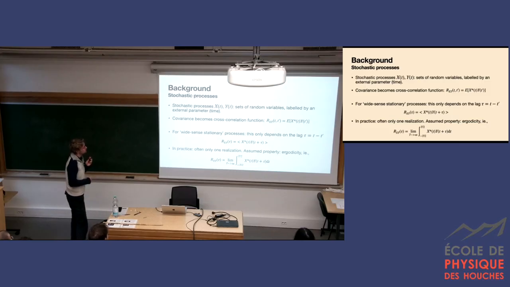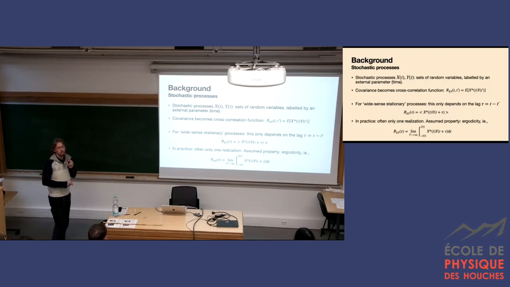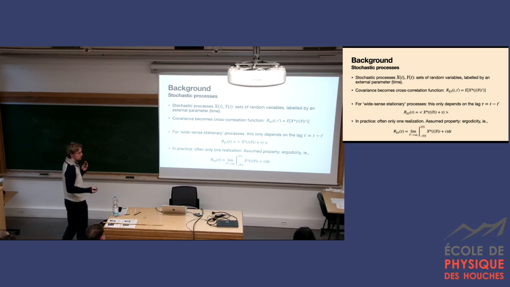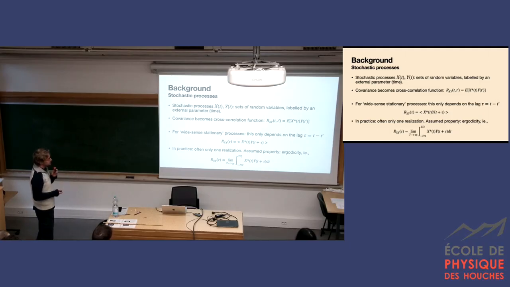In reality, we often, actually not in reality, but in theory, we often deal with something called a stochastic process, which is very similar to the multivariate random variable I just showed you, just that the label is now a continuous quantity. It's a time argument, so you have a set of random variables parameterized by time. The covariance, in that case, generalizes to what we call a cross-correlation function or cross-covariance function, which is simply your random variables taken at two different times.